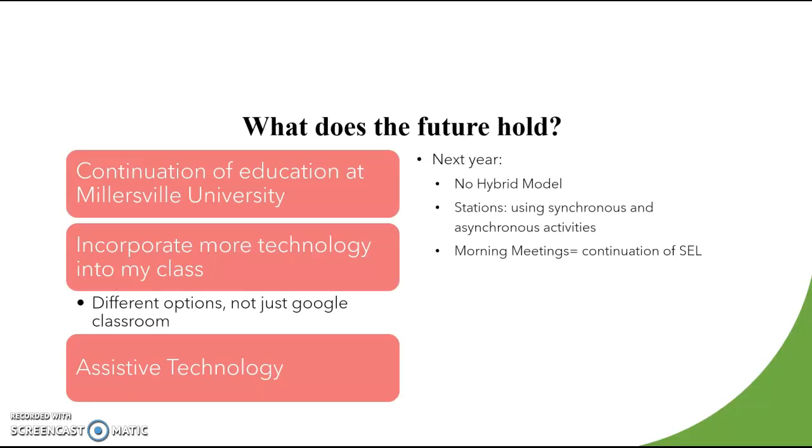And lastly, what does the future hold? So I'm definitely going to be continuing my education at Millersville. My degree is in special ed. However, I want to take a few more technology courses because I felt like I really did learn and I was pushed to get a little bit more outside my comfort zone, which is strictly all online asynchronous because I'm so hands-on with my students. I want to incorporate more technology into my classroom, not just Google Classroom. I want to get more comfortable with the Flipgrids. I do use Kahoot a lot. My kids love Kahoot, but I want to branch out.